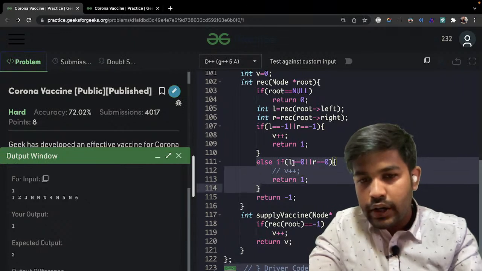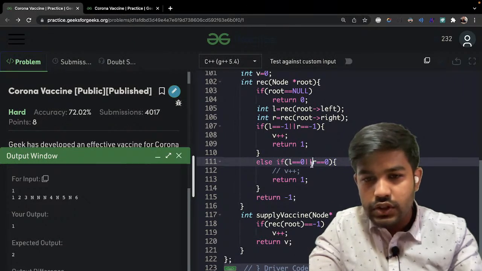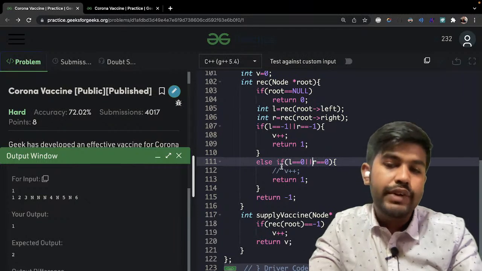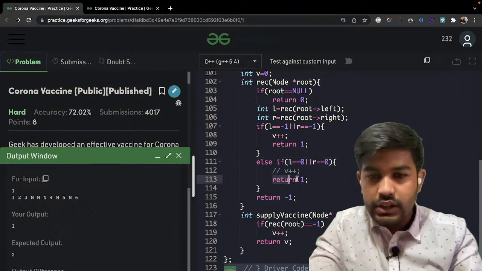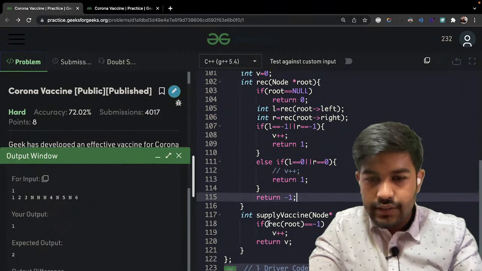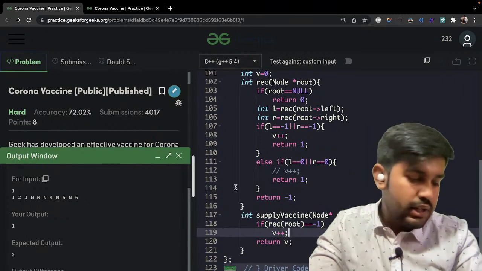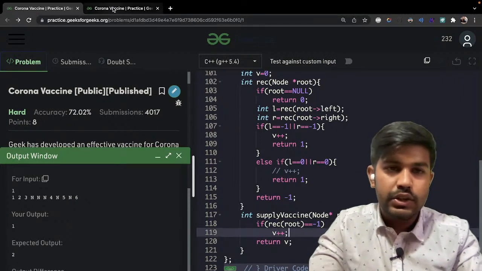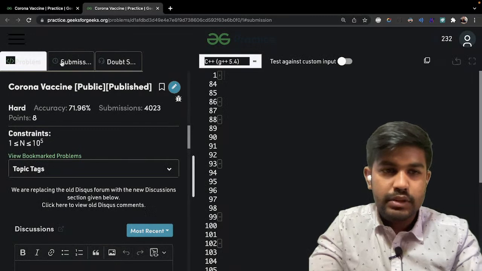Or any of them is equal to 0, that is, they are done, but we need to vaccinate it. So in this scenario, we would be returning true, or else if the root of the tree is equal to null. No, it's 3:32. Let's go to my previous submission only.